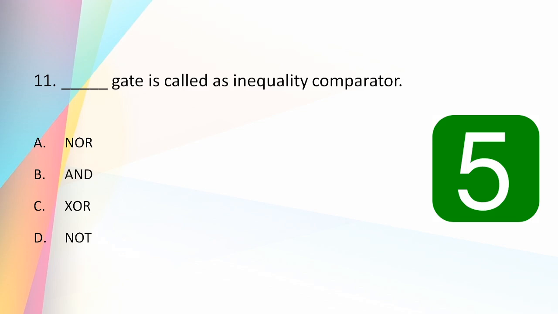Dash gate is called as inequality comparator: NOR, AND, EXOR, NOT.